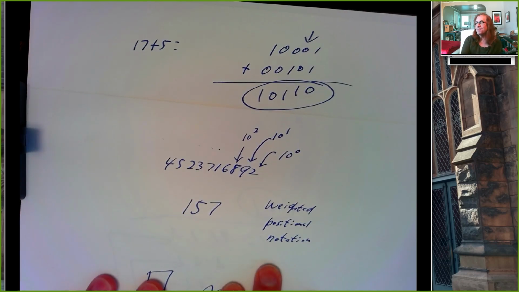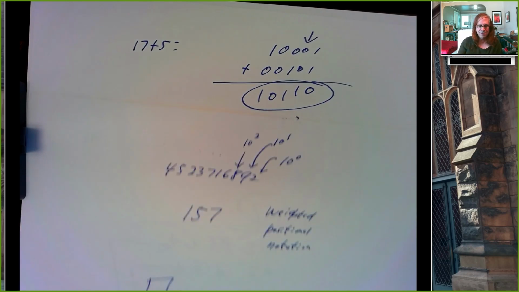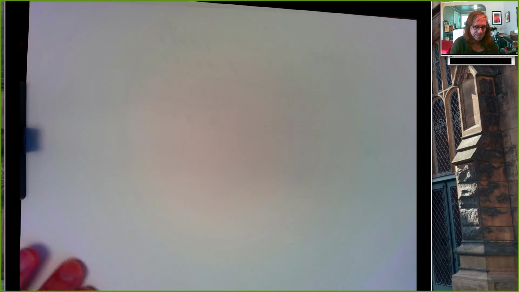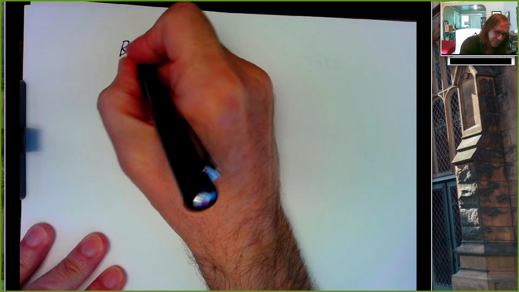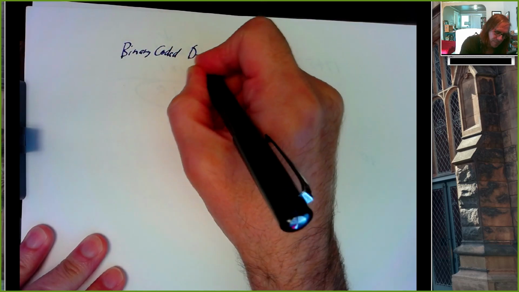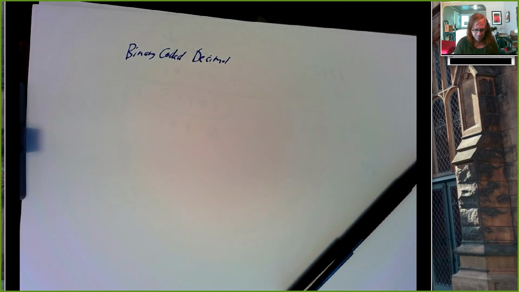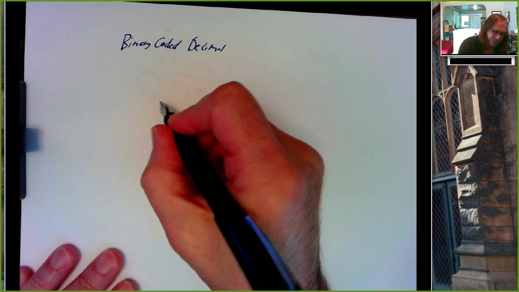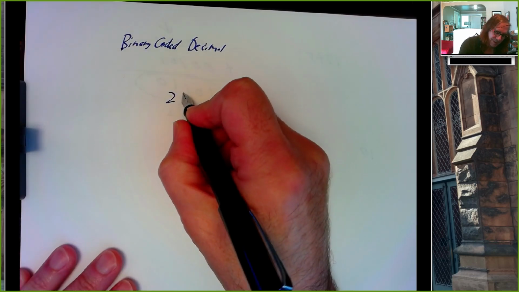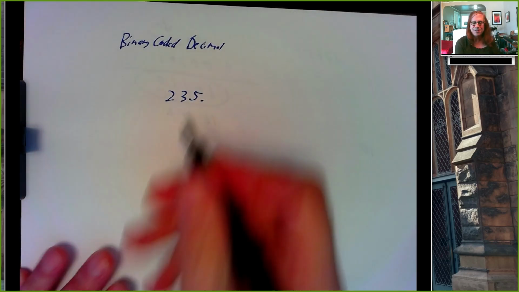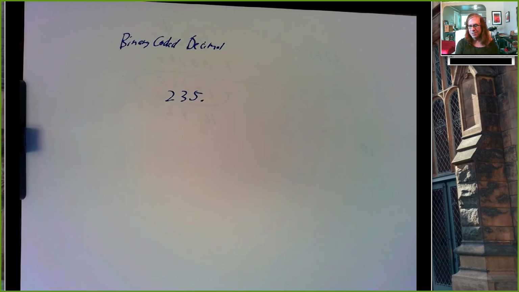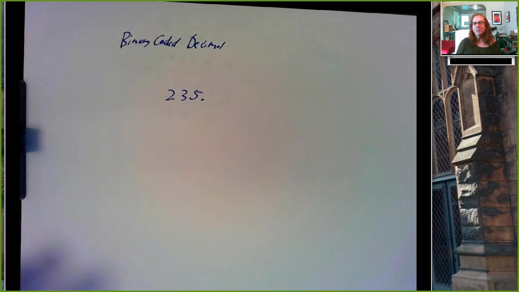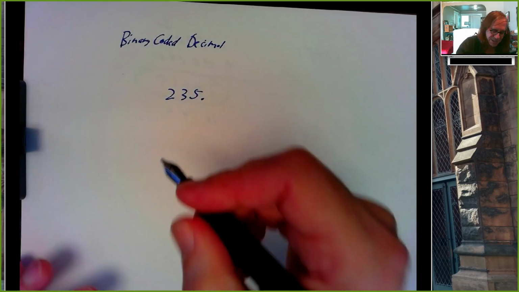But this is not the only way to represent numbers in binary. We could do, for example, something called binary coded decimal, or sometimes called BCD. And suppose I take the number 235. That's a decimal number. I'll put a little period at the end to mean base 10. Well, we could write that in binary and it would be a bunch of powers of 2 added together. But there's a different way we could write this in binary using BCD. BCD is very easy to do the conversion.